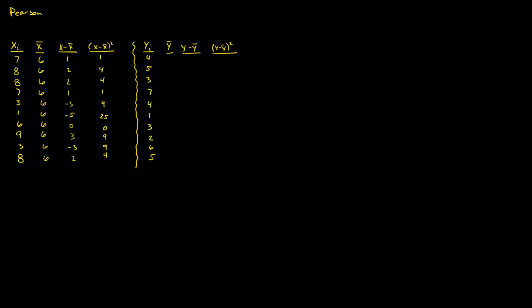Pearson Product-Moment Correlation. You may also hear this just referred to as the Pearson's R or Pearson's correlation, but the Pearson Product-Moment Correlation. This was created by Karl Pearson in the late 1800s.